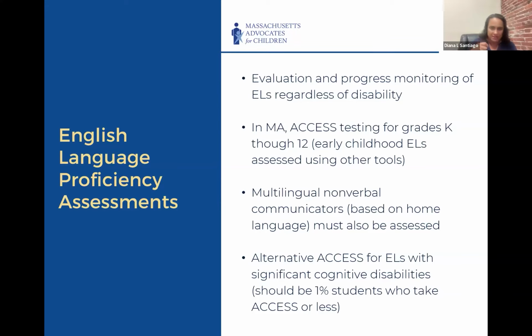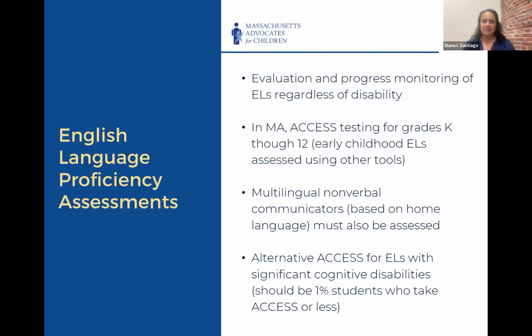They must be assessed in terms of their English language proficiency based on their home language. They may not be able to do the verbal portion, but the evaluator should have experience or collaborate closely with a special educator to assess that student's language proficiency in the areas where they're able to participate. Maybe it's using an AAC, an augmentative communication device, if they're a nonverbal communicator. But they must be assessed. And I know at least for the WIDA ACCESS test, there's an alternate version for multilingual learners with significant cognitive disabilities. But it is to be used very sparingly, only for students who really have significant cognitive disabilities and are unable to engage in the regular ACCESS testing, or whatever testing instrument is used in your state.